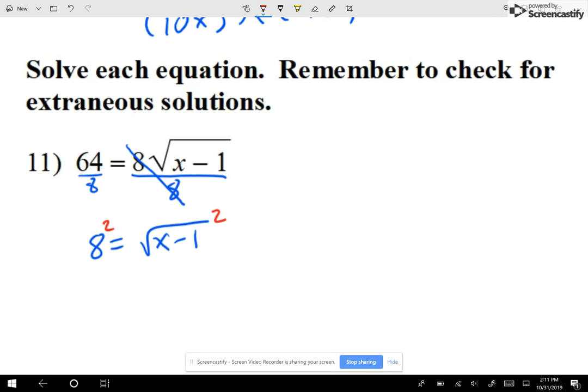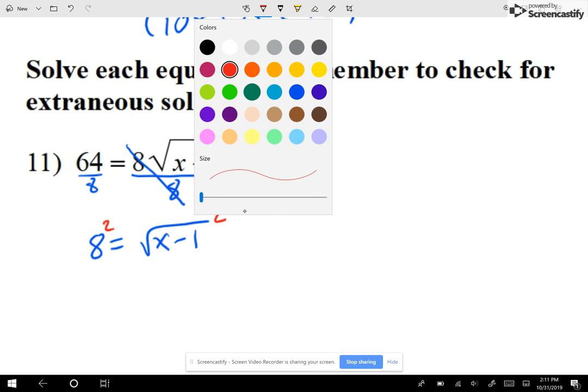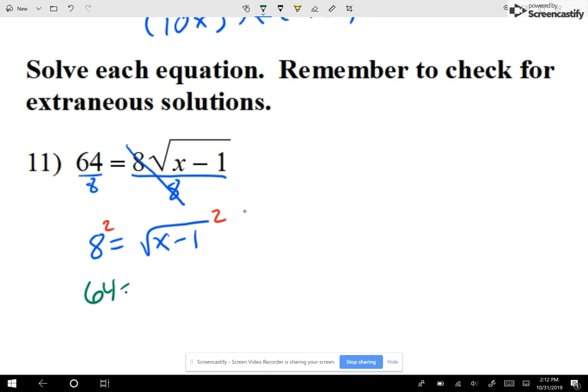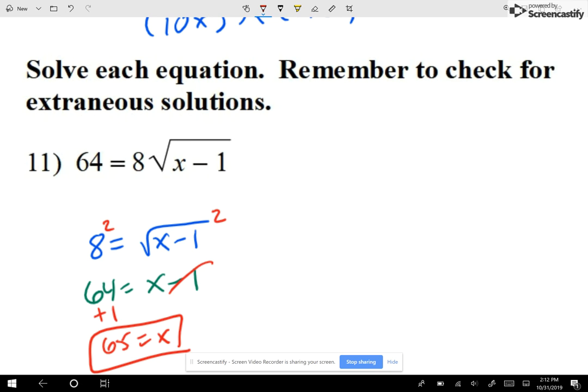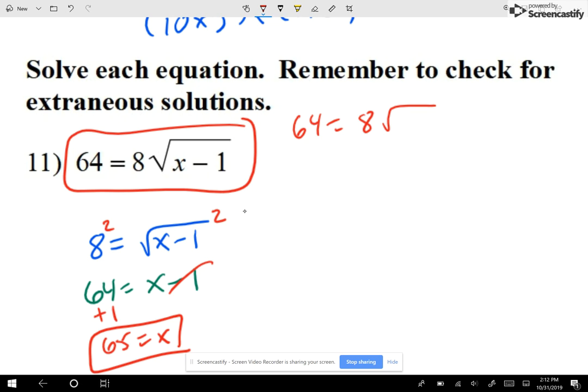So I get that 64 is equal to x minus 1. Now to finish this, my minus 1, I'm going to move it to the left as a plus 1. And I get that 65 is equal to x. If I was to plug it into the original equation, 64 is equal to 8 times the square root of 65 minus 1. 64 is equal to 8 times the square root of 64. 64 is equal to 8 times 8. Yeah, it works.